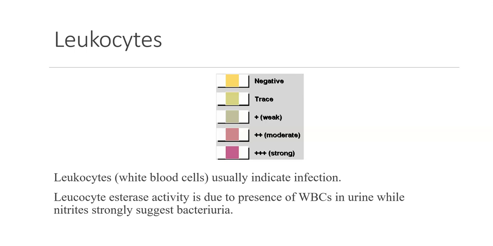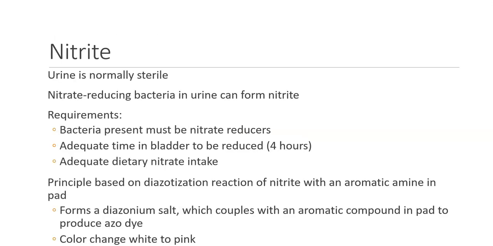Another substance that we detect that may indicate a urinary tract infection are nitrites. So if we have leukocytes and nitrites present, this could suggest bacteriuria, which is bacteria in the urine. Normally, urine is sterile. It doesn't have any bacteria present. Nitrate-reducing bacteria in urine can form nitrites. So the requirements for this to be present is the bacteria present must be nitrate reducers, not all of them are. There must be adequate time in the bladder to be reduced, approximately 4 hours, and you must have an adequate dietary nitrate intake.